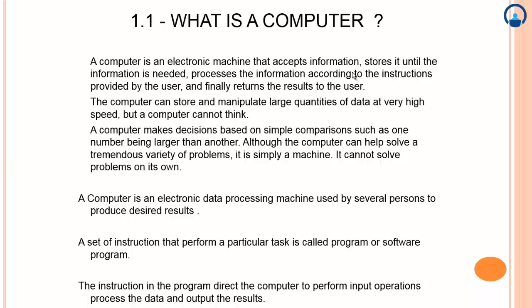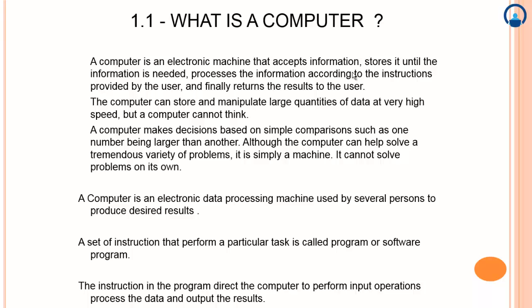Okay, now let's take one more example. A computer makes decision based on simple comparison, such as one number being larger than other. Although as we know that computer can solve n number of problems, it is a very simple machine, but it cannot solve a problem by its own. We have to give instruction to the computer, means how they have to use the computer, how they can give proper information to the computer, then only computer will be able to solve it.